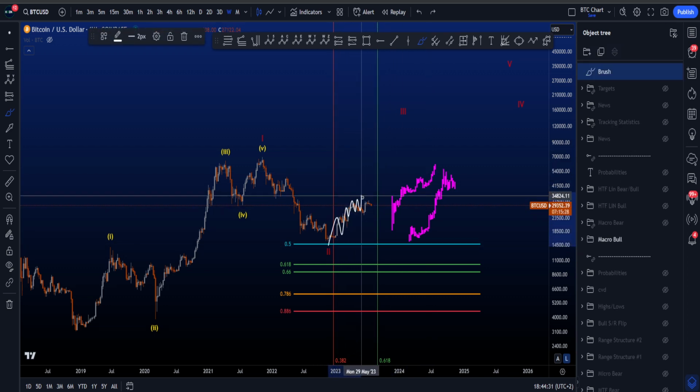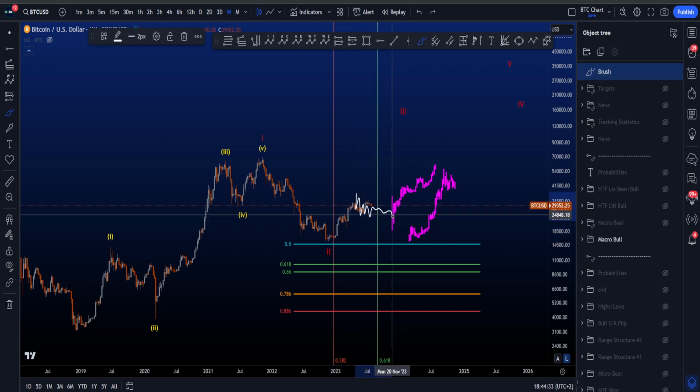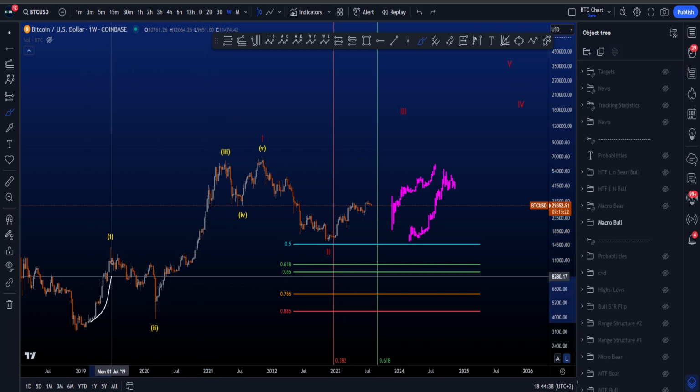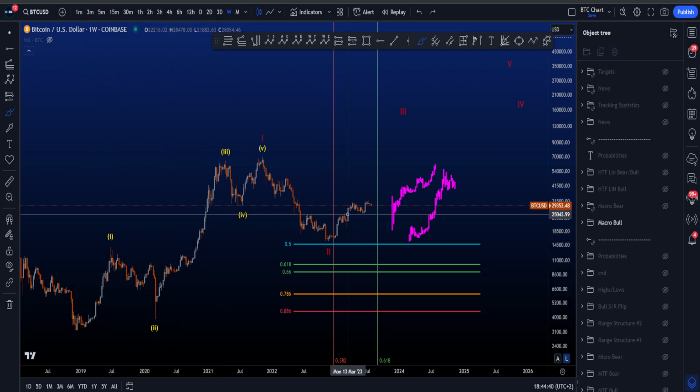The longer this is taking, the longer we have sideways price action or a ranging structure to the upside instead of impulsive moves like we see over here, the lower the probabilities for a bullish scenario.